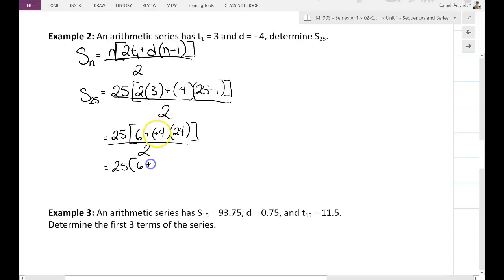I'm not showing your work for all of it, but I'm going to do it piece by piece. It's going to be 6 plus, oh, and it's not going to be plus. Watch your signs. Subtract 4 times 24 is 96 divided by 2. And that's going to be 25 multiplied by negative 90 divided by 2. Again, because I'm doing mental math here, I'm going to try and reduce these numbers as much as possible. 2 goes into negative 90 negative 45 times.